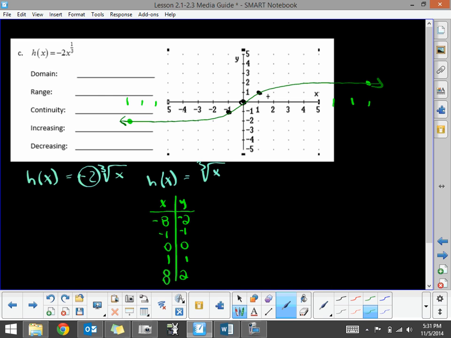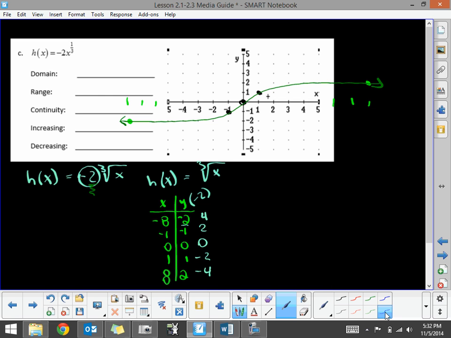Now what we're going to do to change this graph is multiply all the y values by -2. Since it's outside grouping symbols, it is a vertical transformation because it is multiplication, it is a stretch or a shrink. So now all these y values are going to get multiplied by -2. So -2 times -2 is a +4. We end up with a +2, 0, -2, -4. So these are the ordered pairs that I want to graph now for my new graph.